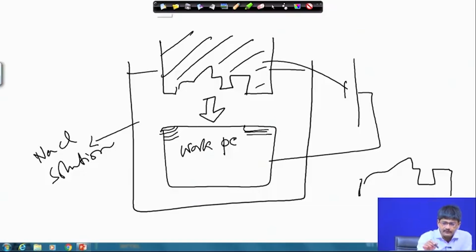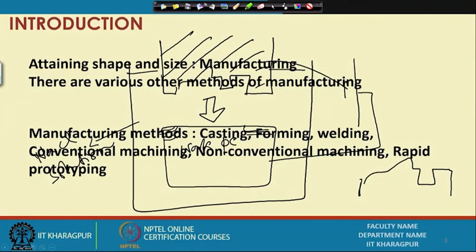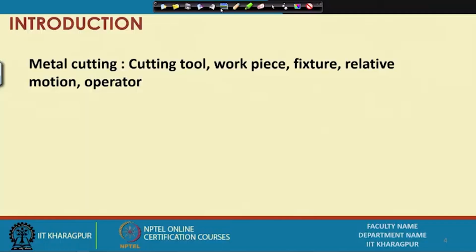Let us come back to our original discussion. So, in our original discussion, now we come to the discussion of metal cutting. If you have a look here, metal cutting involves cutting tool, workpiece, fixture, relative motion, and in many cases operator. What do we exactly mean by this?